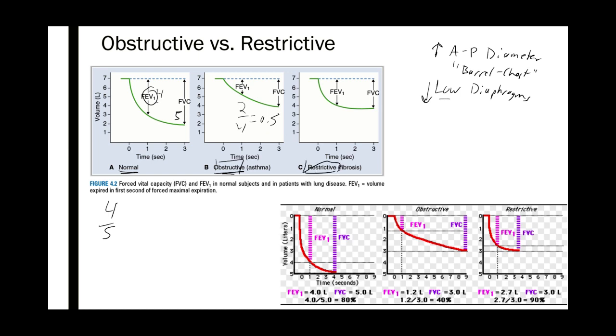In restrictive, sometimes all of the air will actually come out in 1 second. So in this case, it'll be around 3 over 3, and that ratio is 1, and that's greater than the normal ratio.